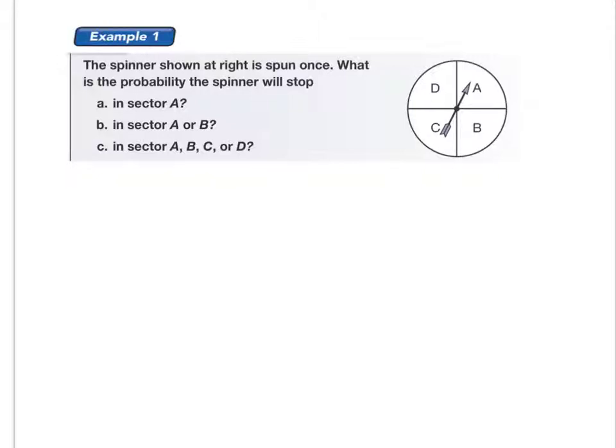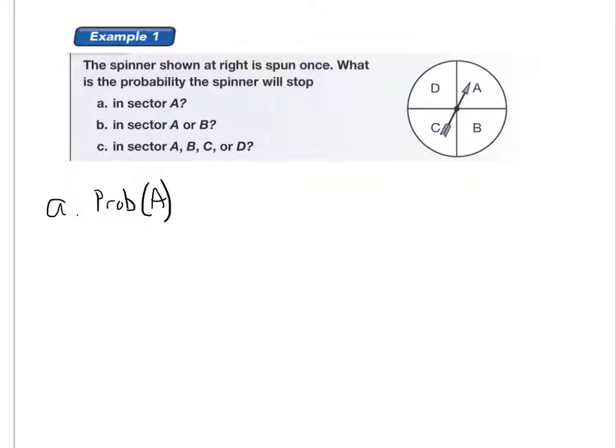So let's go ahead and do some more examples here. The spinner at the right is spun once. What is the probability the spinner will stop in each sector? And then we have different sections here. So what's the probability the spinner will stop in sector A? I want to know the probability of getting an A.